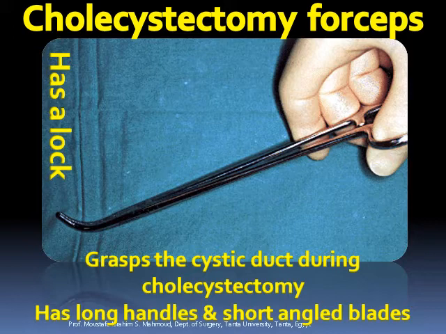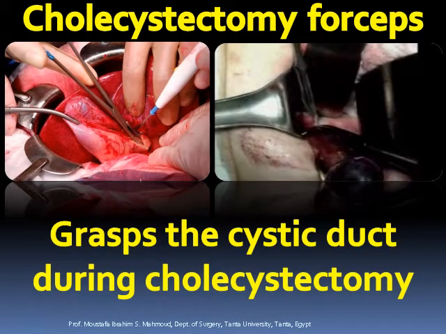Cholecystectomy forceps grasps the cystic duct during cholecystectomy. It has a long handle and short angled blades near right angle. Cholecystectomy forceps grasps the cystic duct.